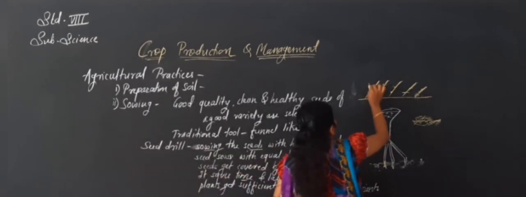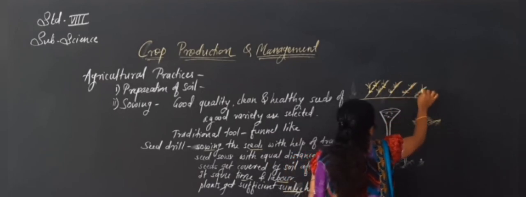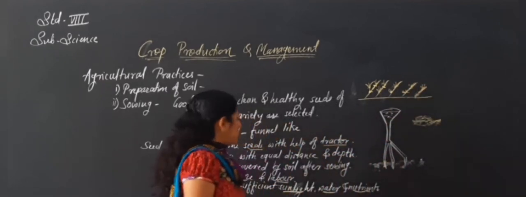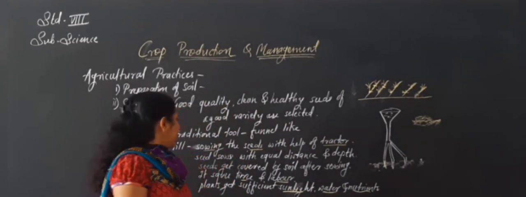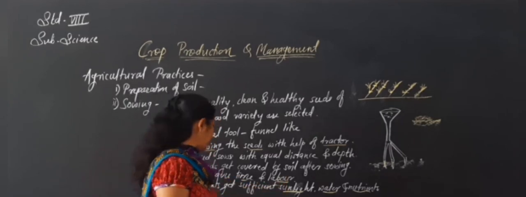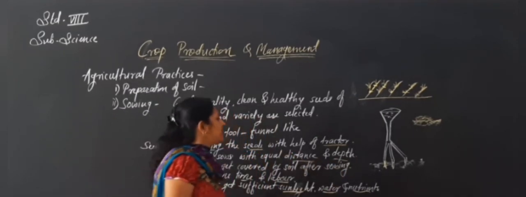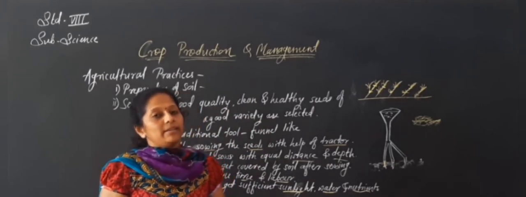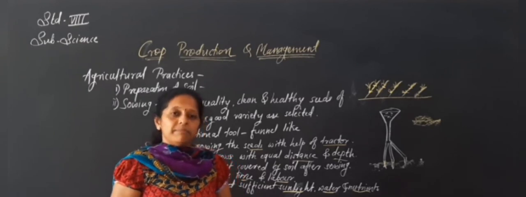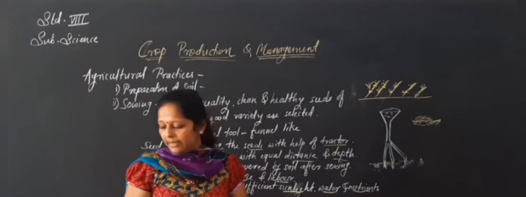With equal distance between the plants and proper depth, they get proper sunlight, water, and nutrients, and this is possible with the help of a seed drill. So the advantages of the seed drill are that it saves time and labor, seeds are sown at equal distance and depth, and the seeds are covered by the soil, which is very important. They are not eaten by the birds, so it protects the seeds. So this is about the seed drill.